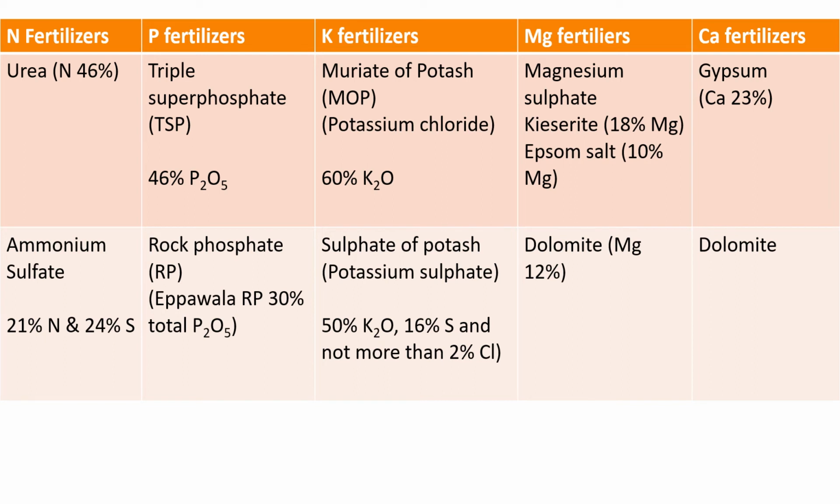And there are potassium fertilizers. The main one we use is muriate of potash, which is potassium chloride, abbreviated MOP, and it contains about 60% K2O, potassium oxide. Another fertilizer we use is sulfate of potash, or potassium sulfate, which contains about 50% K2O. There are other nutrients in the fertilizer, but mainly we get potassium from it. There are magnesium fertilizers: magnesium sulfate, kieserite, Epsom salt, and also dolomite. And there are calcium fertilizers: gypsum, which contains about 23% calcium, and dolomite provides both calcium and magnesium.